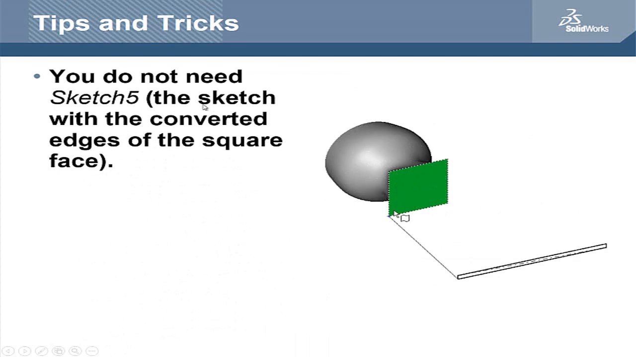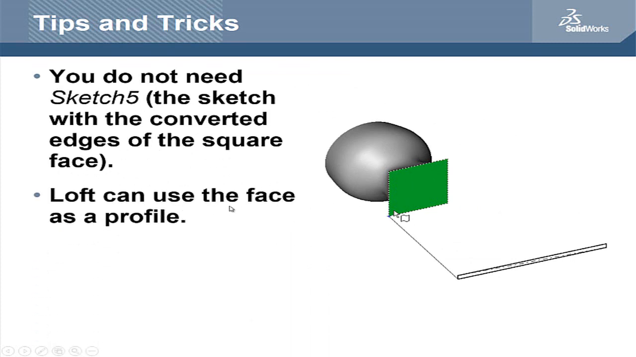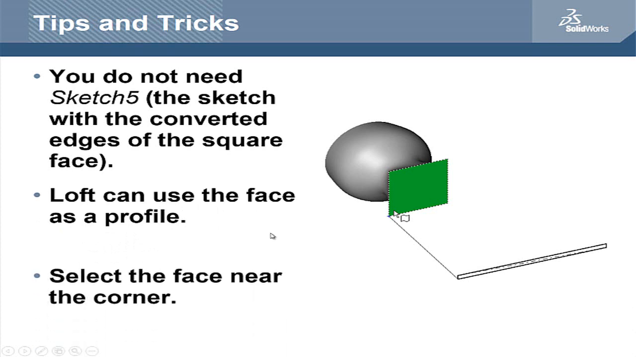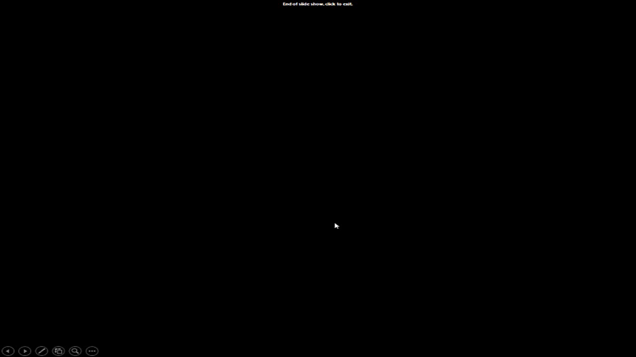You do not need Sketch 5, the sketch with the converted edges of the square face. Loft can use the face as a profile. Select the face near the corner. Ba-bam! The end.